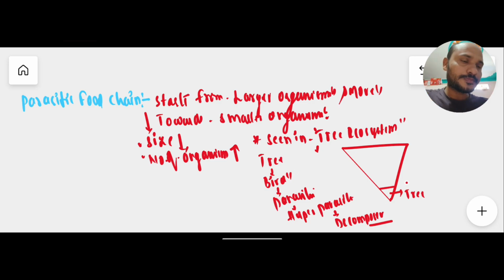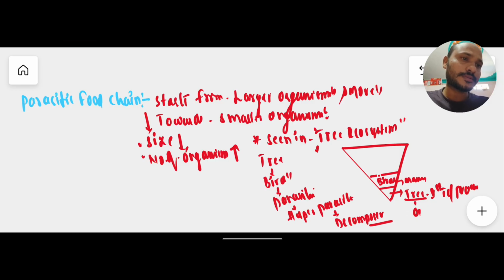At the bottom, the first trophic level of producers is occupied by a large tree, and this single large tree supports a number of birds. See, here the number is only one, but the birds are many. From bottom to top the number of organisms increases, but the size of the organisms decreases.